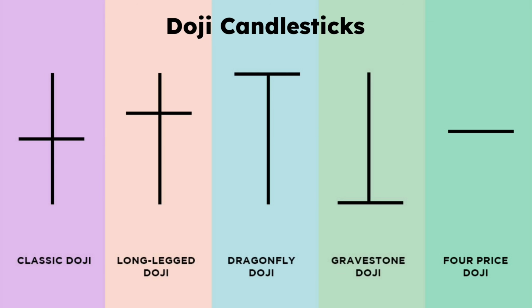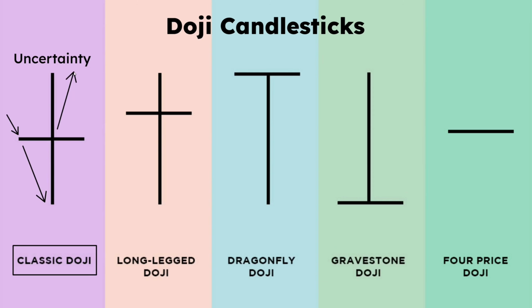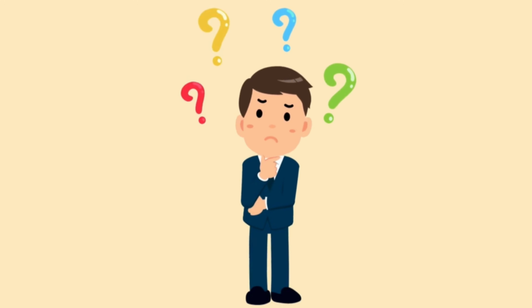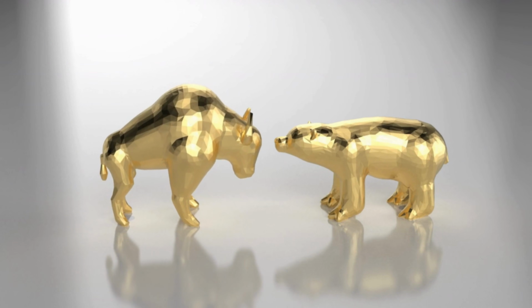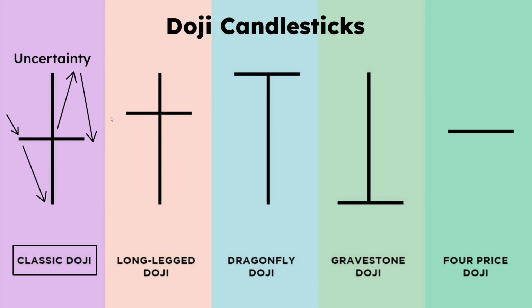And let's begin here by taking a look at the classic Doji. And the classic Doji actually signals uncertainty. Because let's think about this. The candle opened right here. During the candle, it went all the way down here. It also went up and it went down. So as you can see, this candlestick signals uncertainty. The price is confused. It doesn't know if it wants to go up or down. Neither the bulls nor the bears are in control during this candle.